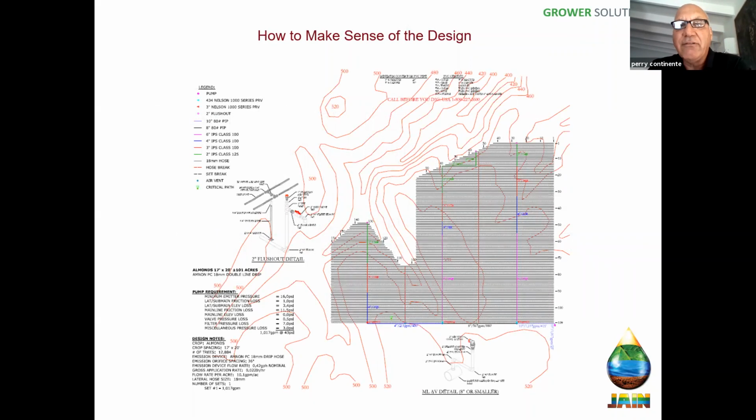So how to make sense of the design. Now this is a typical design. This one was done by IDC. You can see that there's elevation, and there's a whole list of things that we need to understand. So this allows the installers to install it, and it also tells the customer essentially what he's getting. Okay.